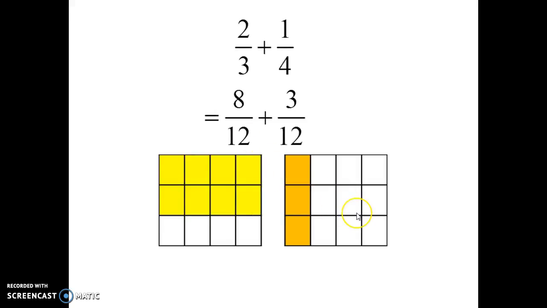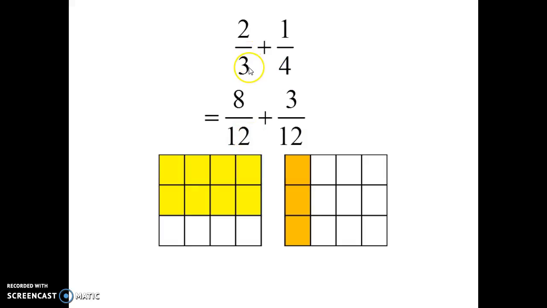Now, I've cut these into the same number of pieces. So now this time they're in 12ths. How did I choose the number 12? Well, 3 and 4 are both factors of 12. It's the smallest number that they multiply into, they both multiply into without, or divide into, without any remainders. So 12 divided by 3 is 4. 12 divided by 4 is 3.